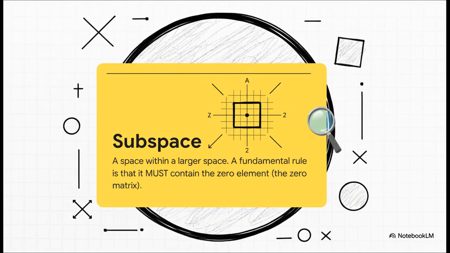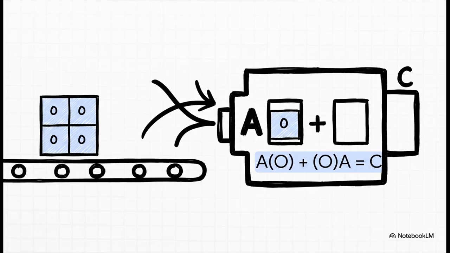Well, there's one golden rule for any subspace, no matter what. It absolutely must contain the zero element. In our world of matrices, that's the zero matrix, literally just a matrix full of zeros. It's kind of like the home base or the origin point. So, if our club U is going to be a proper subspace, that means the zero matrix has to be a member. And to be a member, it has to pass the entry test, right?